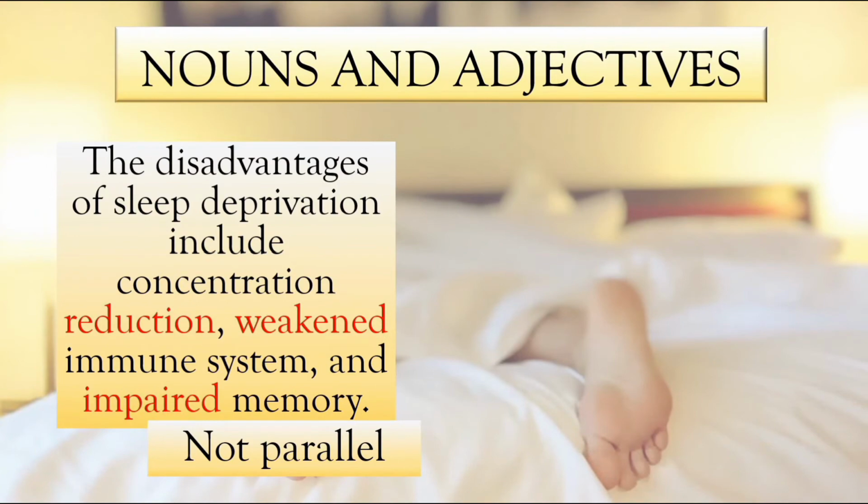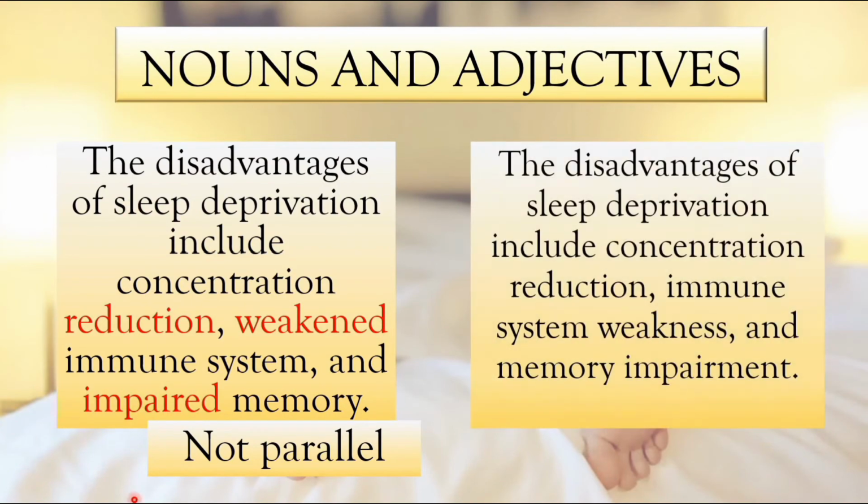To make the sentence parallel, we could write it with parallel nouns. The disadvantages of sleep deprivation include concentration reduction, immune system weakness, and memory impairment. In this example, we've kept the word reduction while we've changed the words weakened and impaired into weakness and impairment respectively. All three words are nouns, making them parallel.